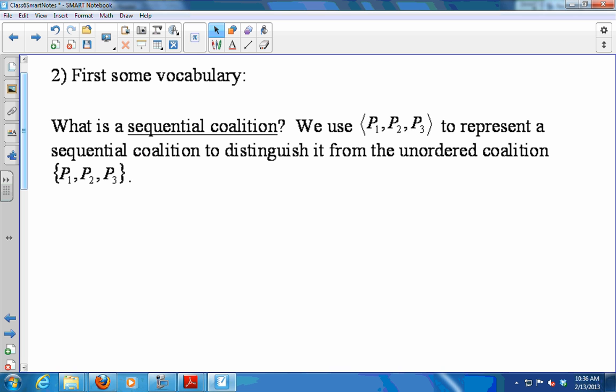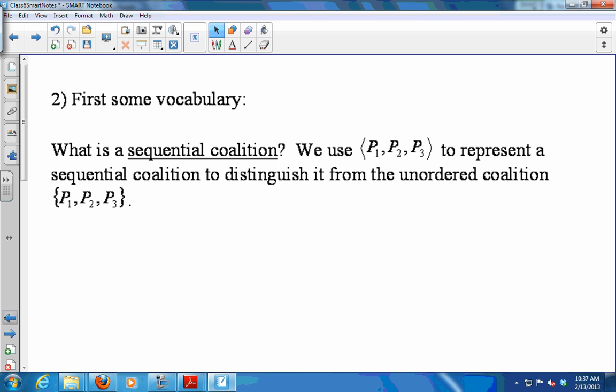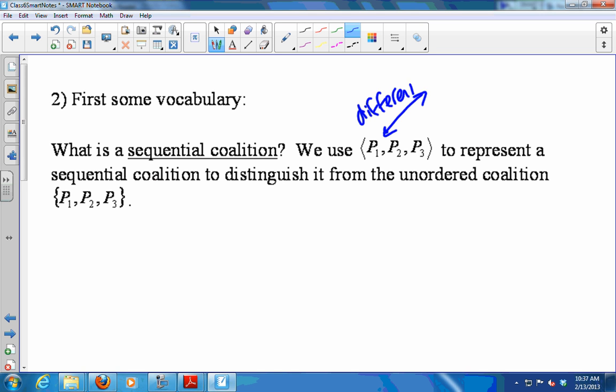And we're going to use a different kind of bracket than we used when we were doing the other ones, just to keep it straight which is which. So order matters in a sequential coalition, where player 1, player 2, player 3 is a different coalition from, say, player 2, player 3, player 1. When you put them in different orders, the team is actually different. So before, a team was a team was a team, didn't matter the order. Now the order is going to matter.